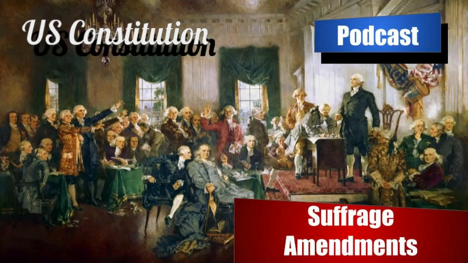270 electoral votes. Amendment 24 bans a poll tax, that the right of citizens of the United States to vote in any election shall not be denied or abridged by the United States by reason of failure to pay any poll tax or other tax. The historic background puts it in the Jim Crow South, where they were attempting different ways to disenfranchise black voters. And disenfranchise means to disallow them or keep them from voting.